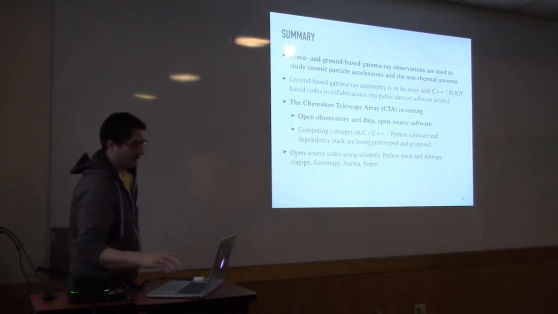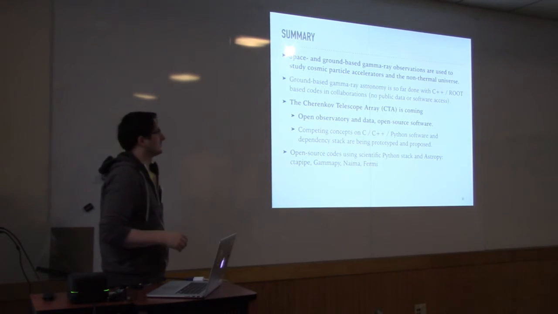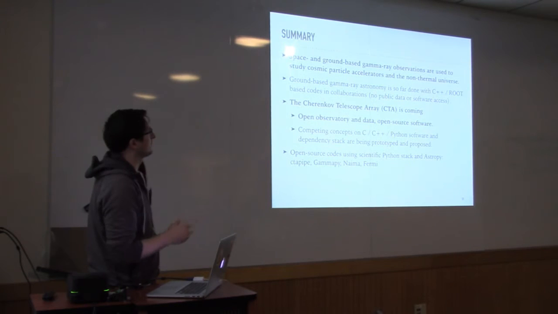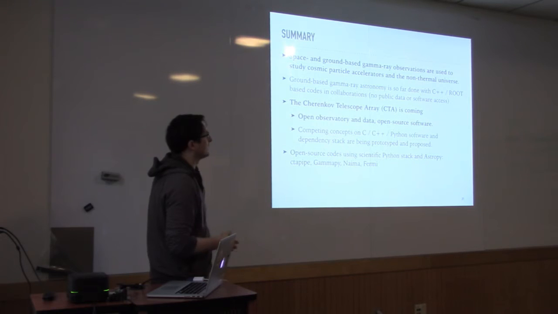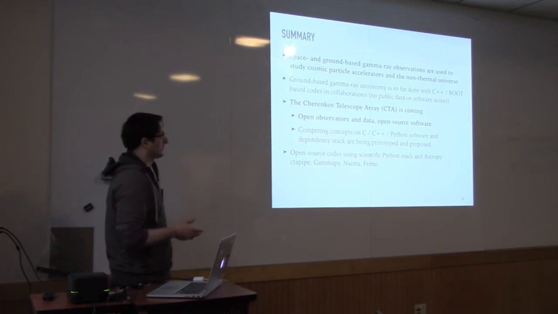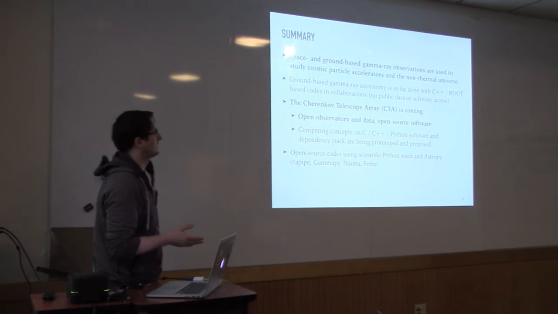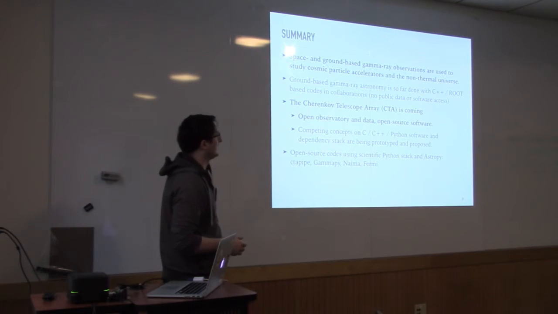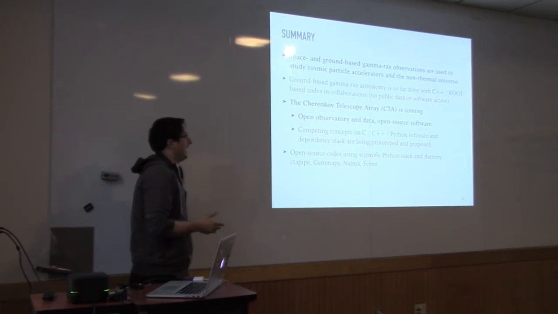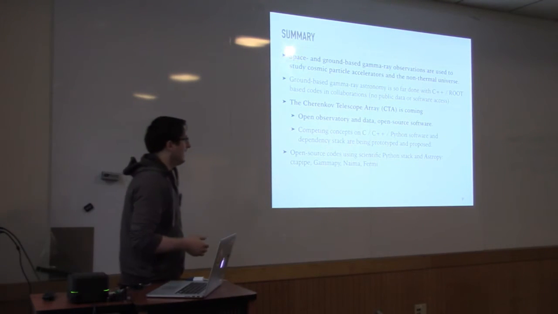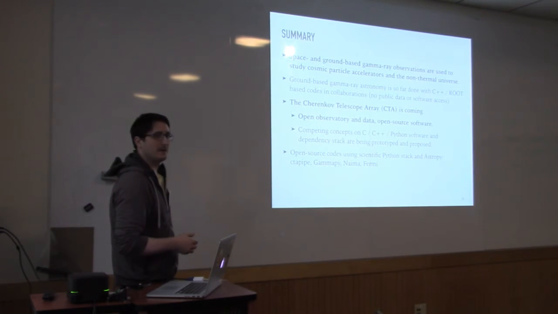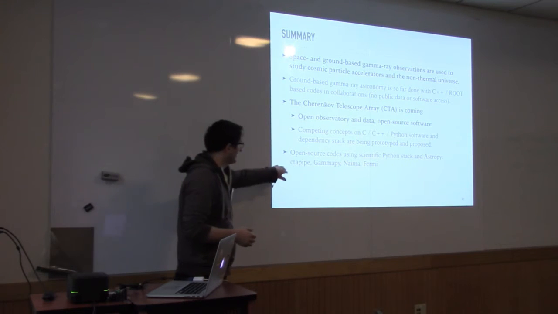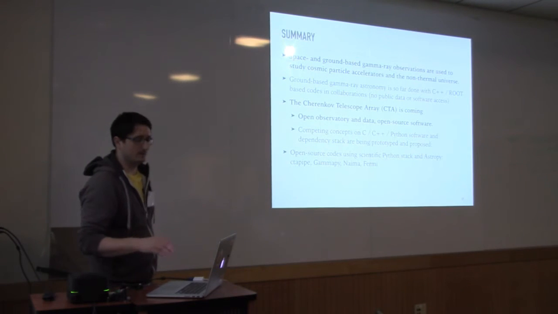So just to wrap up, my summary would be that space and ground-based gamma ray observations are used to study cosmic particle accelerators and the non-thermal universe. At the moment, we're in the state where ground-based gamma ray astronomy is done with C++ ROOT-based code in private collaborations. But now CTA is coming, which will be an open observatory with open data and open source software. And there's competing concepts on how to implement the software and what dependency stack to use. And there's a few packages where people are using the scientific Python stack and Astropy to implement stuff.